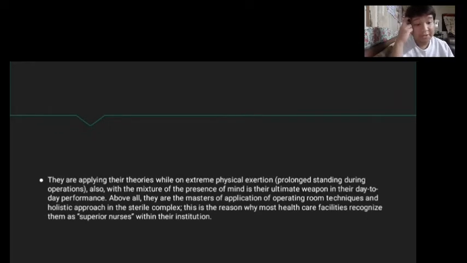So there are two types of nurses applying theories under extreme physical exertion, with prolonged standing during the operation. There are two types of nurses with us. We all know this: the circulating and the scrub or the assistant of the surgeon. Also with a mixture of presence of mind and the ultimate weapon in their day-to-day performance. Above all, they are all masters of application in OR techniques, like the holistic approach in a sterile environment or non-sterile for the circulating, which is why most healthcare facilities recognize them as superior nurses within their institution or in the hospital.